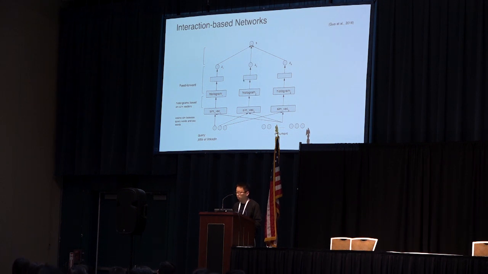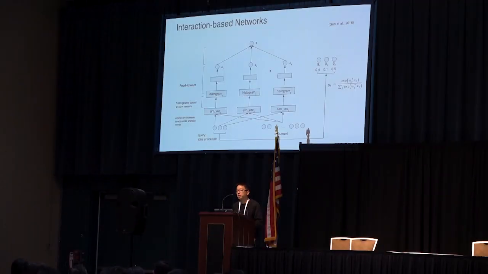However, the authors did one step further. The intuition is that in the query jobs at LinkedIn, the word at should be less important than the other words. So what they do is they use a gated network to compute the weight for each of the words. And then the final score is the weighted sum of the Z values.